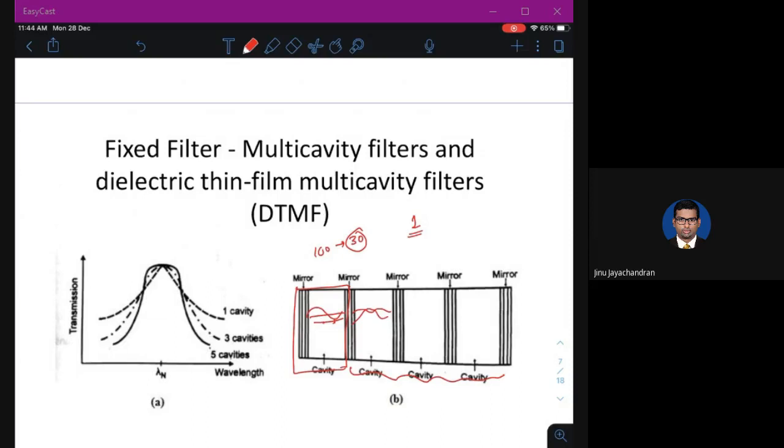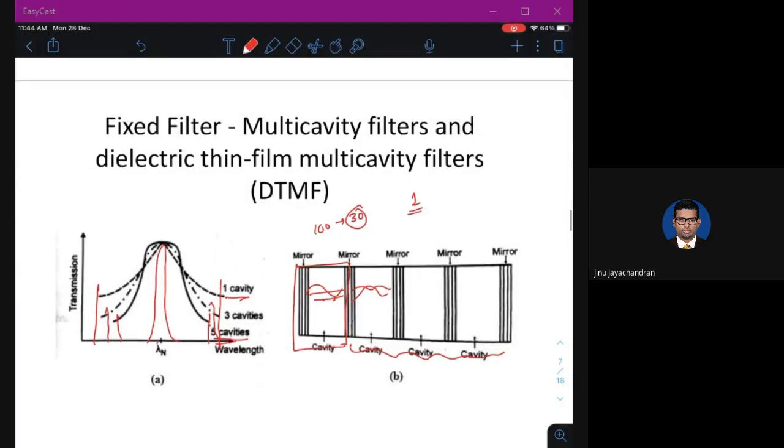So you see that when there is one cavity, the range of wavelength is high. When there are 3 cavities, the range has decreased. When there are 5 cavities, the range has decreased again. So when you have more number of cavities, you will have only one wavelength. So by increasing the number of cavities, you can filter out exactly how much amount of wavelengths you want. This is called DWDM.